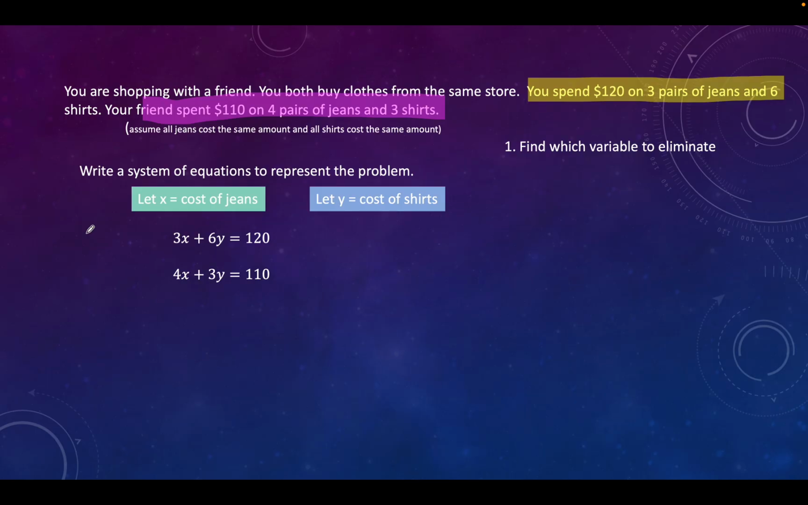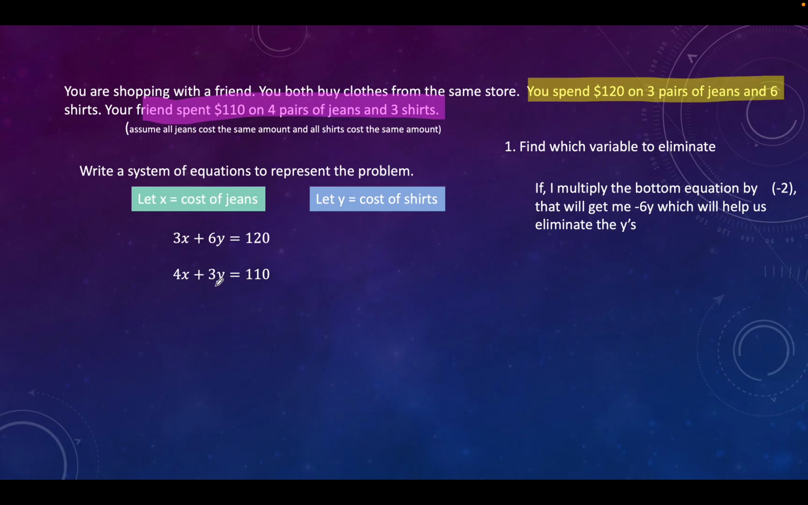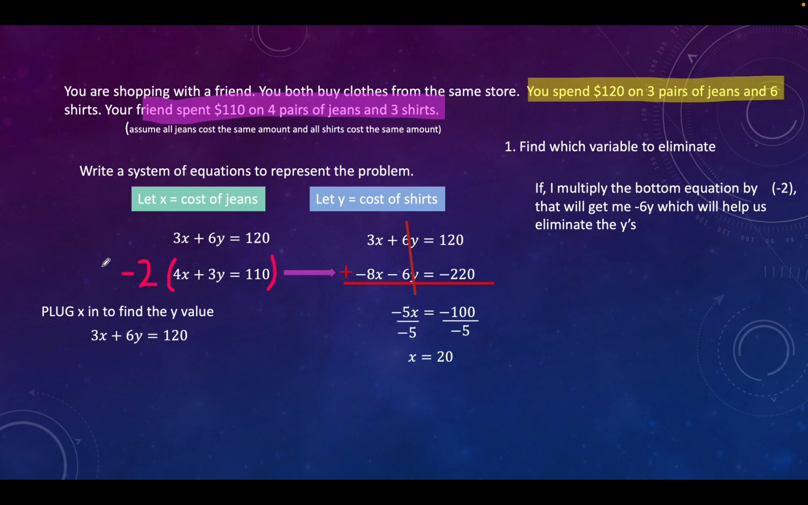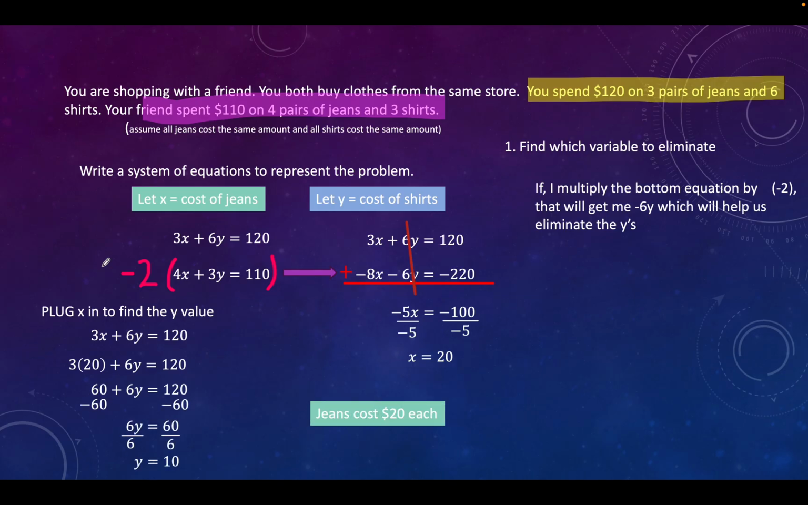Find which variable to eliminate. If I multiply the bottom equation by negative 2, that will get me negative 6y, which would help us eliminate the y's. So then I only have to do one set of multiplication. So now the y's eliminate, leaving me negative 5x equals negative 100. Divide by negative 5, and x equals 20. Now let's plug that 20 back in, solve for y, and we get y equals 10.